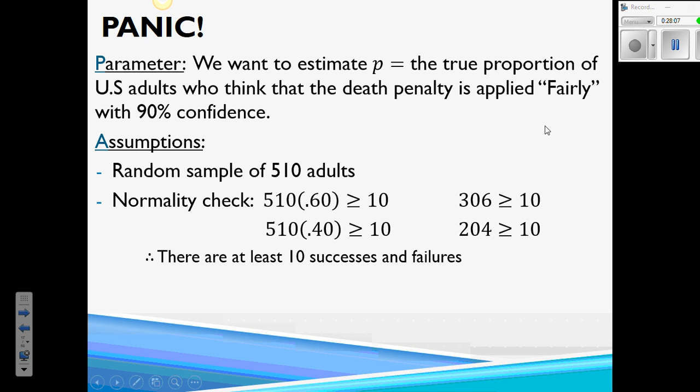There are at least 10 successes, 10 failures. So? The sampling distribution is approximately normal. Very good. Sampling distribution of p hat. You can get away with just this, but I want you guys to do it for now, because I really need you to understand what you're checking. But we don't just say sampling distribution, we have to say the sampling distribution of p hat.